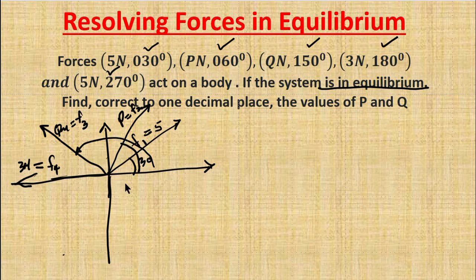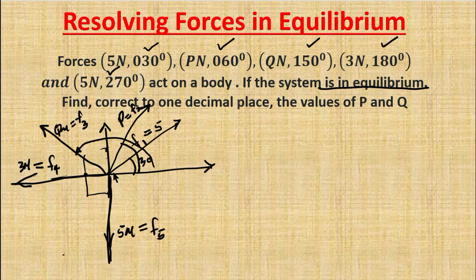And finally, I have my 5 Newton, which lies on the 270 degrees. Now, if you look at 270 degrees, my first quadrant ends at 90, which ends here. The second quadrant ends at 180, which ends here. And the third quadrant ends at 270, which ends here. So my 5 Newton will lie on the negative part of the y-axis. So here is my 270 degrees and my 5 Newton. I'll tag it as my F5.